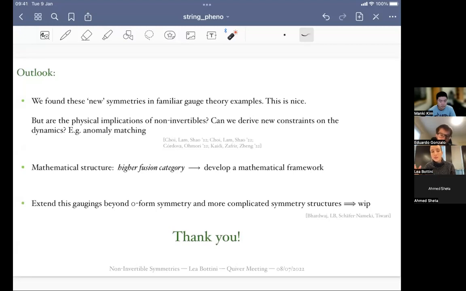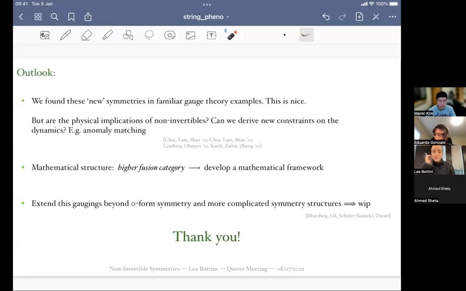So these are topological, so you expect that they are still conserved along RG flow, and so maybe use some anomaly matching. There have been some works, so these ones, for example, but there is, I think, a lot to be done in this direction.